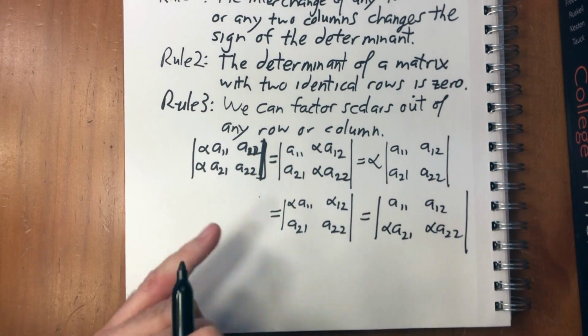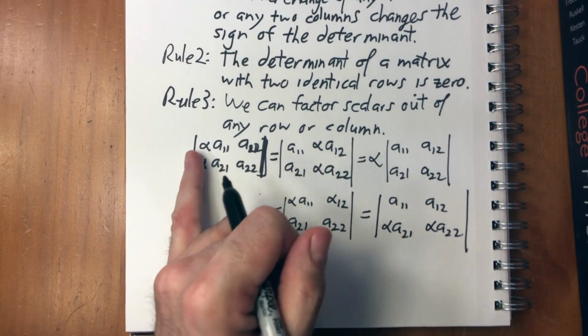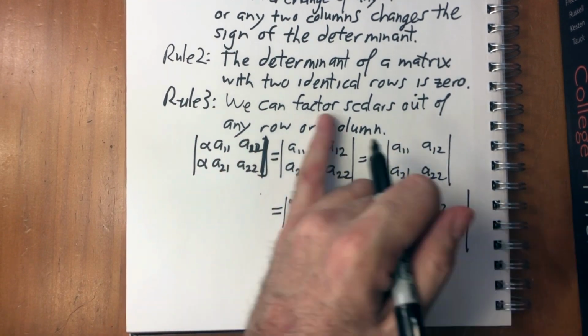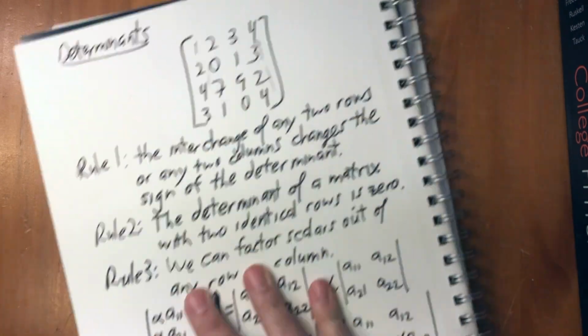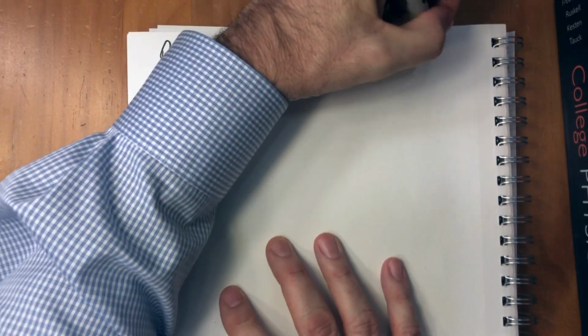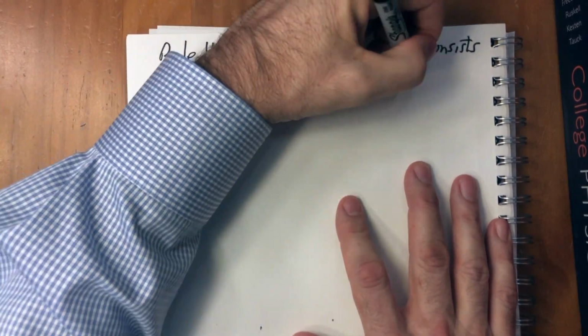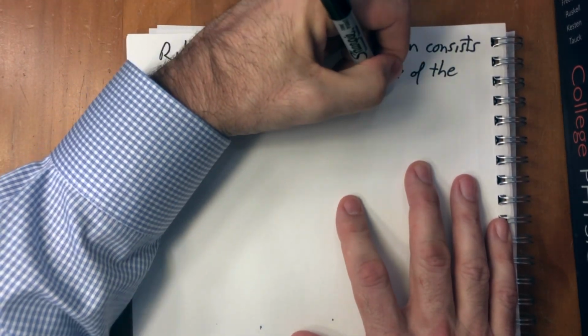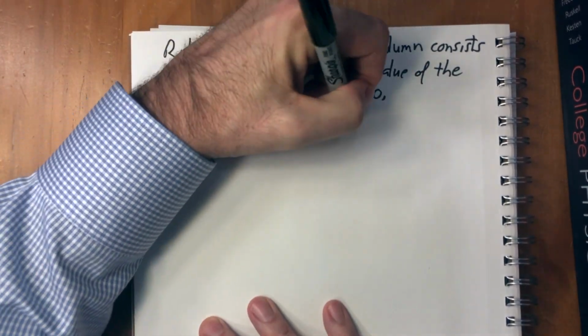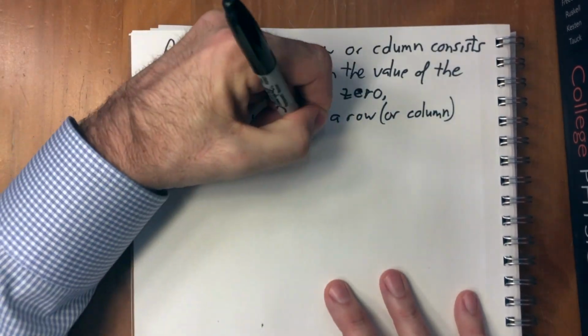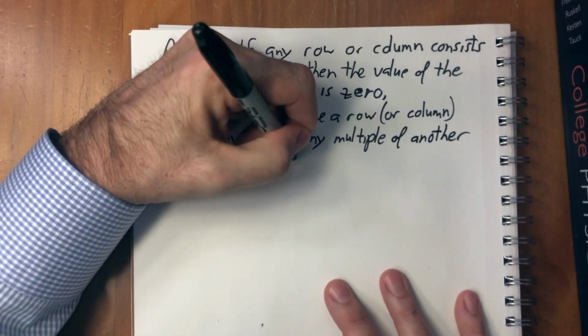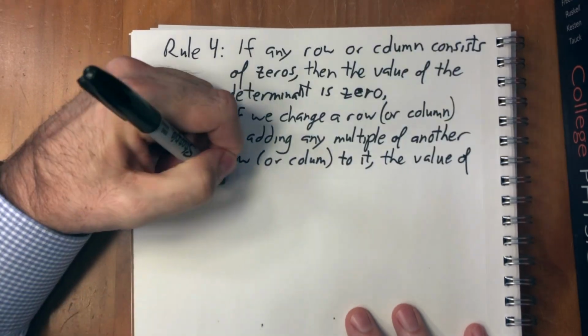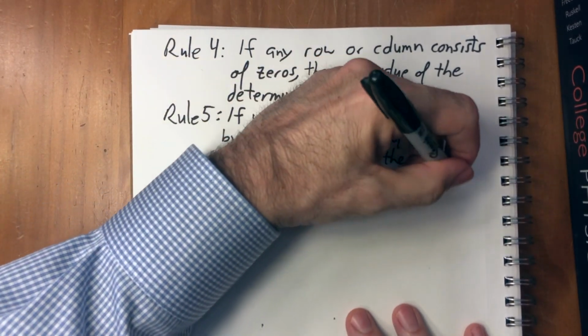Of course that means that we can move it from one column to the other, from one row to the other. All of these are equal. Two more rules. Rule 4, if any row or column consists of zeros, then the value of the determinant is 0. Rule 5, if we change a row or column by adding any multiple of another row or column to it, the value of the determinant stays the same.